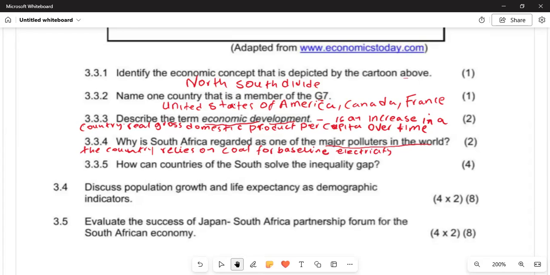Now we have to go to 3.4. We are on 3.3.5. How can countries like South Africa solve the inequality gap? How can they solve the inequality gap? So they can solve the inequality gap by increasing the competitiveness of their manufacturing sector through diversification of the local industrial base.